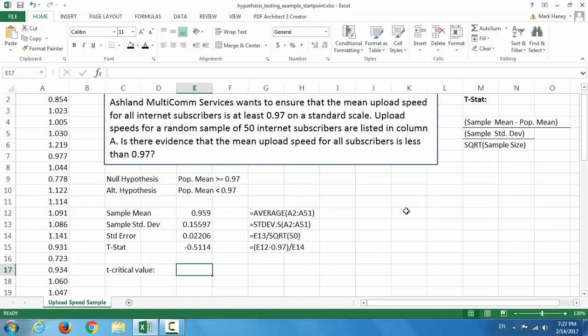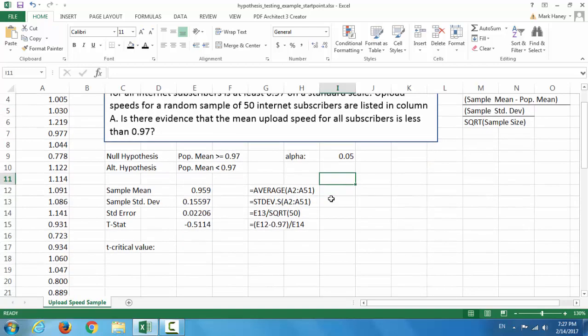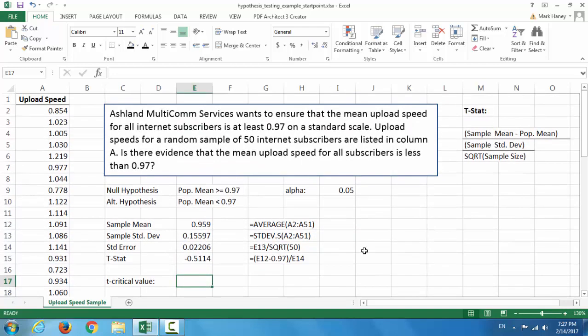So we want to find, does this tell us the alpha level? No. So let's set our alpha level to 0.05. Usually you're told what alpha level to use. This one doesn't tell us. So let's set the alpha level to 0.05. So what we want to find for the t critical value is we need to find the value in the lower tail of the t distribution. So we find the value in the t distribution that only 5% of the distribution is less than.